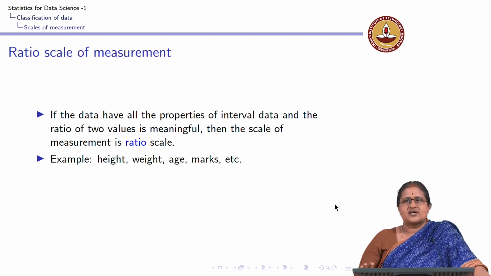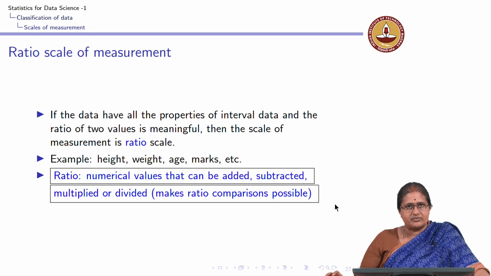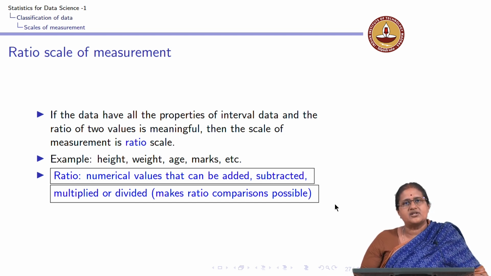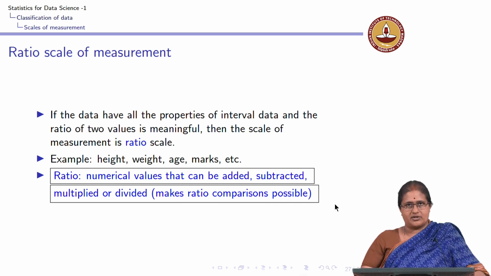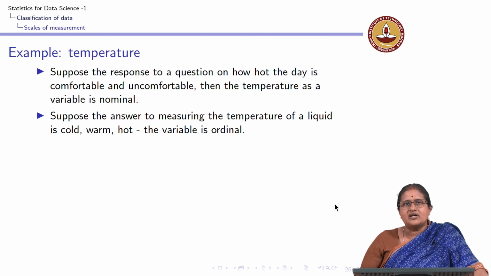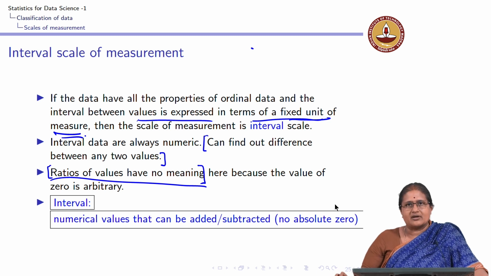The variables height, weight, marks, runs, wickets, all of them are examples of ratio scale of measurement. When you have a variable which is measured in the ratio scale, you can do all the mathematical or arithmetic operations on it. You can add, subtract, multiply or divide. Whereas when you talk about an interval scale, you can only talk about difference, or you can add and subtract. You have no absolute zero, so ratios do not have any meaning.